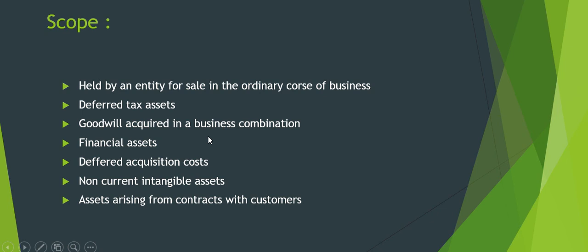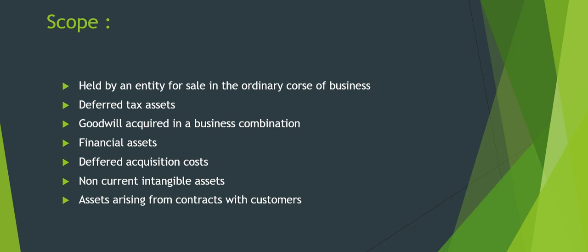So, scope: Ind AS 38 is applied in accounting for intangible assets except the following. It does not include the intangible assets held by an entity for sale in the ordinary course of business. If anything is held by the entity in the ordinary course of business, that cannot be considered under this particular standard. Nor does it include deferred tax assets.